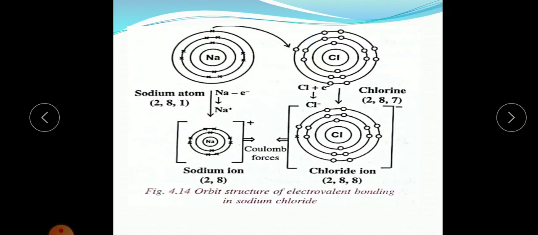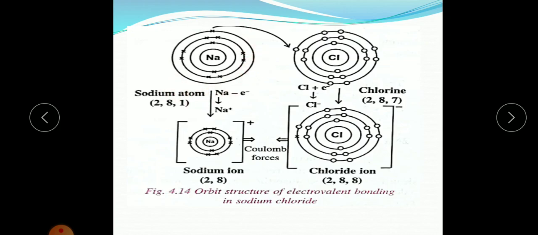Now we'll see how an electrovalent compound is formed. For that we have taken an example of sodium chloride. In sodium chloride we have sodium and chlorine. Sodium atomic number is 11 and chlorine atomic number is 17. When you write down the electronic configuration of sodium, it will be 2, 8, 1 because it has 11 electrons. So that means in the first shell we have 2 electrons, then in the second we have 8 electrons, and in the last we have 1 electron.